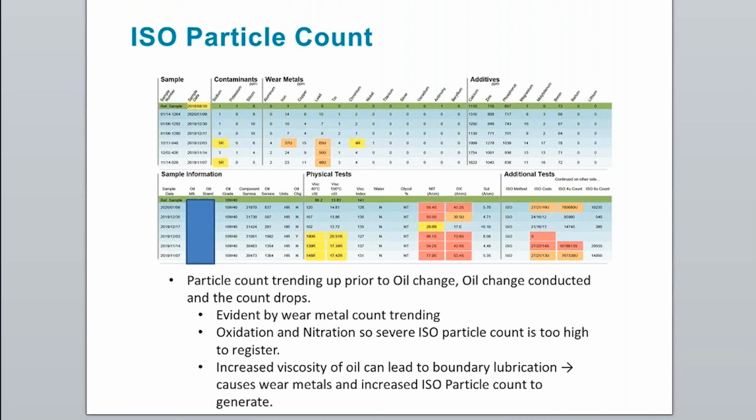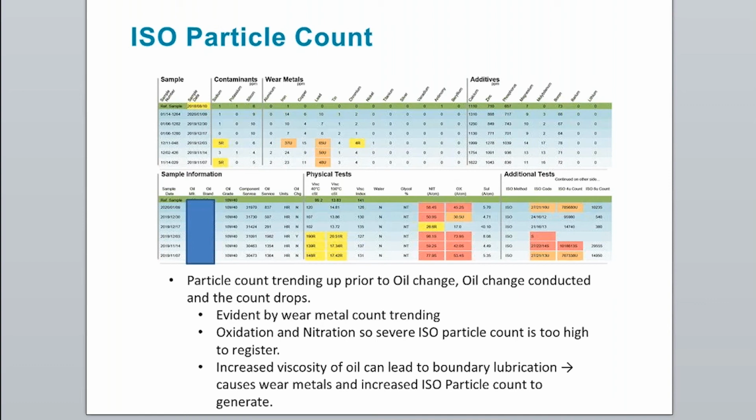The recommendation in this particular sample is to change the filter and the oil, and take a resample immediately. This is also a sample where you'd want to review your oil drain intervals and possibly consider shortening them. In this sample, the particle count is trending up, and then after the oil change the particle count goes down, and then over time it trends back up. This can be evidenced through the iron, copper, lead, and chromium going up, dropping off, and then going up again.